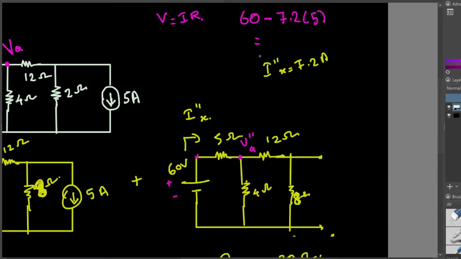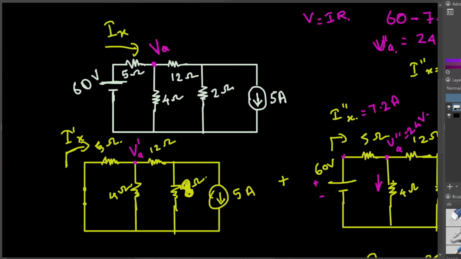If you calculate this, you're going to get 24 volts. That is V double prime A. Okay, now we have the current through this, and we have the voltage right here, that is 24 volts. If we know the voltage here, I can find out the current passing through this. Let's assume the current direction is this.